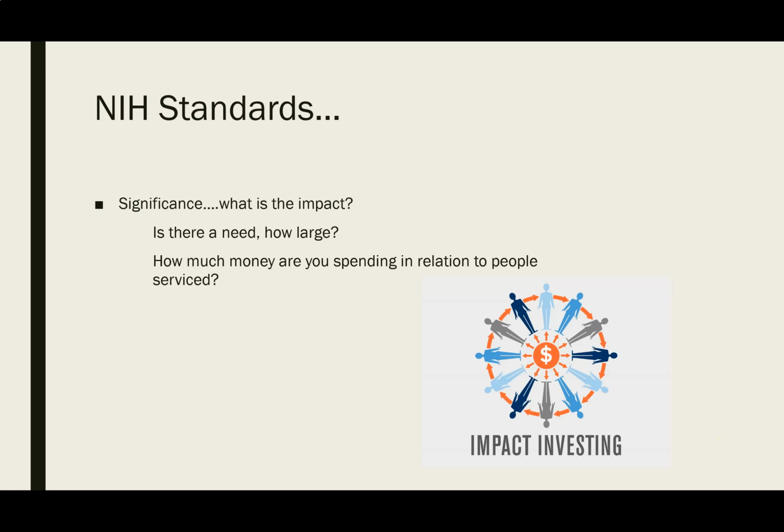So the NIH standard significance means what's the impact, and there's lots of different ways to measure impact. One is how large is the need, and this is where you are explaining in your paper or in your presentation how great the need is for your population. They might also look at how large the population is. Are you spending the money on a relatively large group of people with small return? Or are you doing a small group of people with a large return? So you have to determine what is the best way to present this information so you're more likely to receive funding.